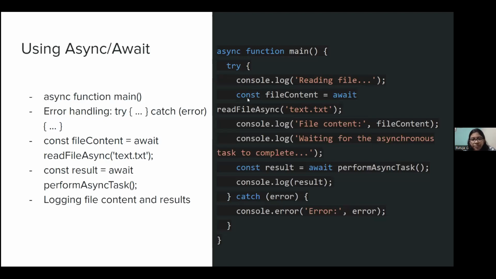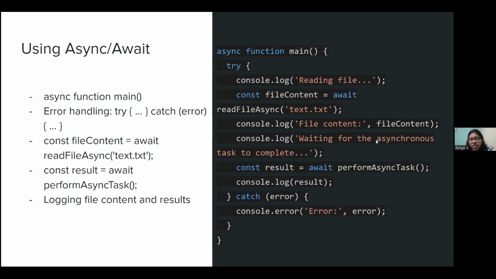So here we are doing const fileContent is equal to await readFileAsync. That is the first function we created for reading the content of the text file. Here we are doing await. As I said, it was a promise, so it will return the promise. We have to wait for it to return the promise, and when it returns, it will be stored in this variable, and then we will log the variable into the terminal.